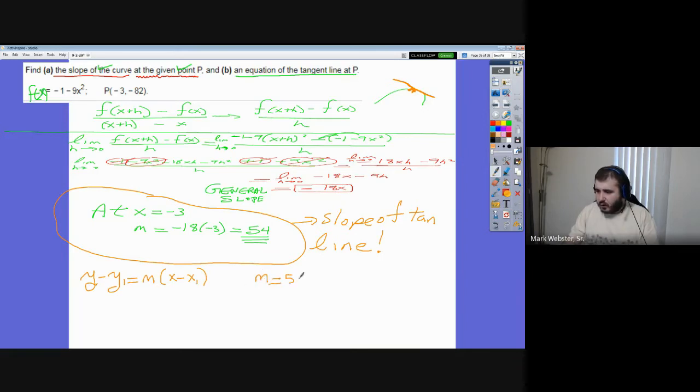M is 54. Our X value of our point is -3. Our Y value of our point is -82. Don't do more than you have to. Y minus Y1 equals M times X minus X1. You could even leave it as Y minus -82 equals 54 times the quantity X minus -3. You could even leave it like that, but you know.